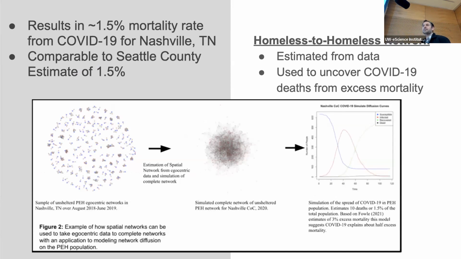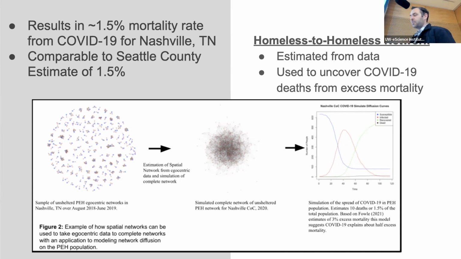Recently, I've further extended this work. I have a colleague who collected a bunch of network data on the unhoused population in Nashville, Tennessee. And so you can take these sample data and estimate out complete network data. Once you have complete network data, you can estimate out a diffusion process like COVID-19. And so running a realistic COVID-19 diffusion process, we can get an estimate of the total mortality due to COVID-19.